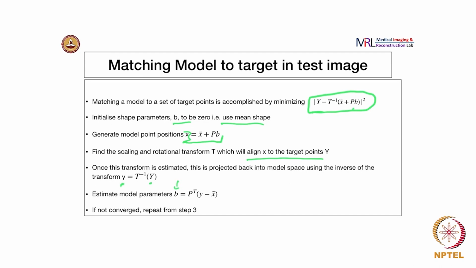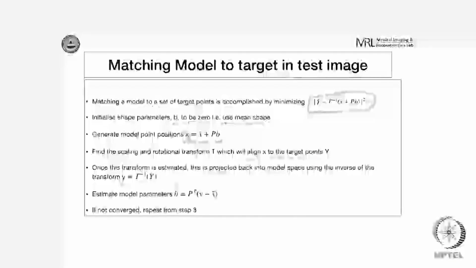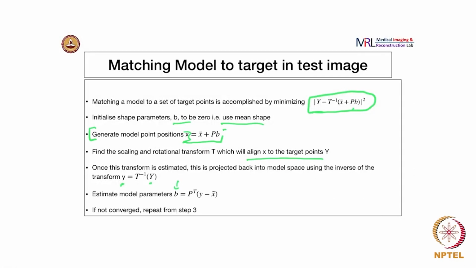And you repeat this till convergence. Repeat from step 3. So you have to start from here. For this B, generate a new shape, and then put it back in the picture. Estimate a transformation which will align the shape with the target points. You keep doing this again and again till you converge. That way, you have taken your model shape and arrived at another shape which is similar to what is there in the picture that has been given to you.